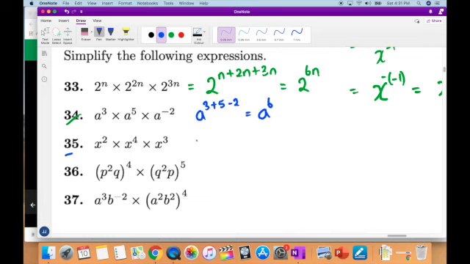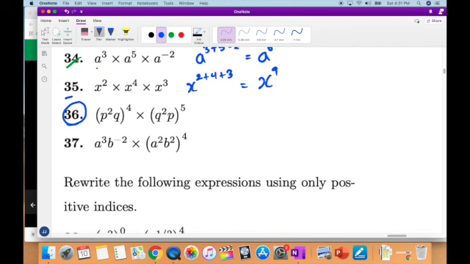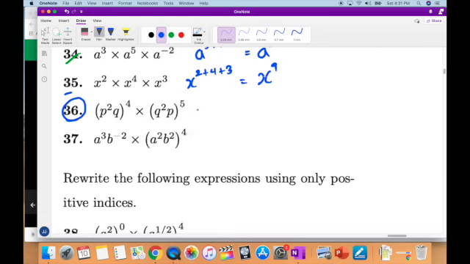Caitlin. X to the power of 6 plus 4 plus 3, x to the power of 9. Somebody give me this one. I'll let you volunteer. I'll do that one. So what is p to the power of 2, all to the power of 4?